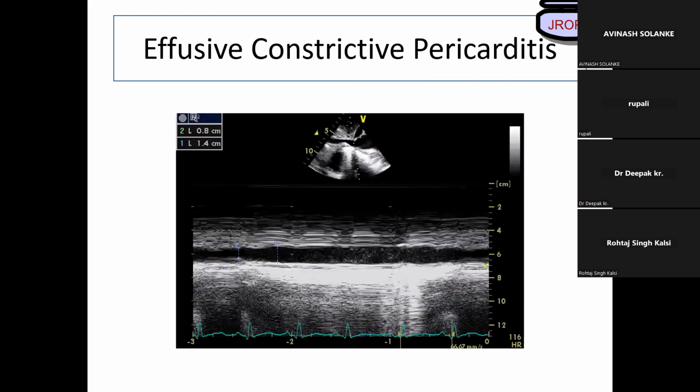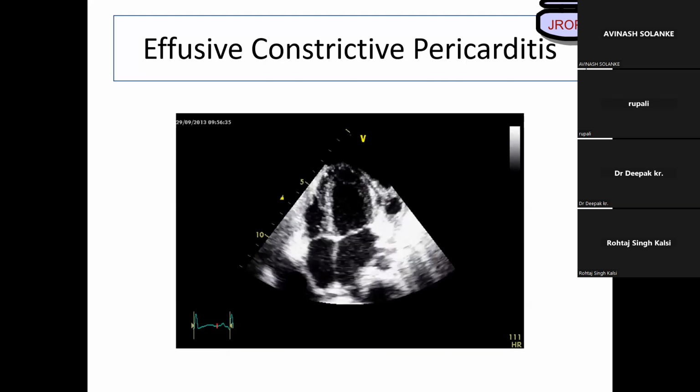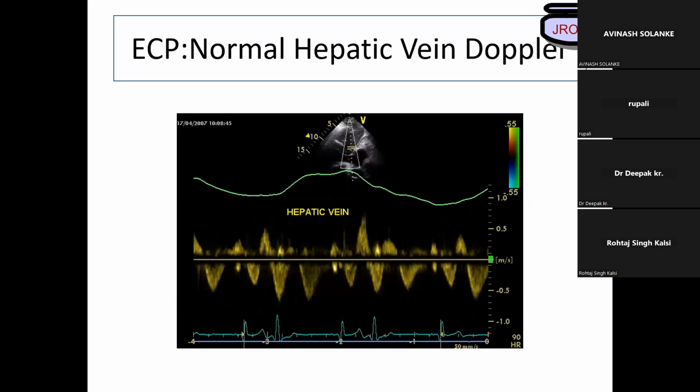You can have a large fluid or thickened pericardium. IVC plethora will be as such. They're not going to change in the IVC plethora. All those findings, apart from that, would be important. The third important part of effusive constrictive pericarditis: one is thickened pericardium, second is tissue Doppler imaging of the septal and lateral annulus, and third is hepatic venous flow.